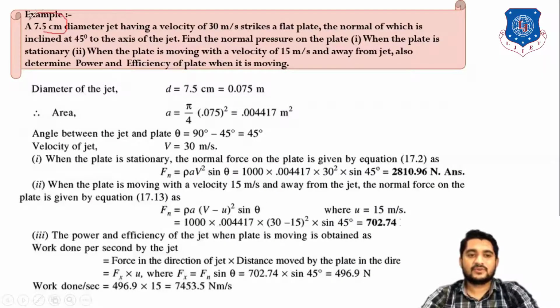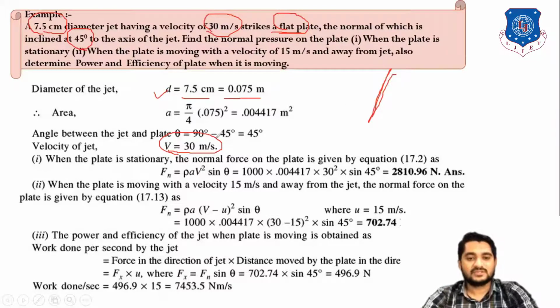A 7.5 centimeter diameter jet, that means D is equal to 7.5 centimeter, so 0.075 meter, having velocity of 30 meter per second. So jet velocity capital V is equal to 30 meter per second, strikes a flat plate. Remember student, this is a flat plate, the normal of which is inclined to 45 degree. Here angle is given, so the flat plate will be in inclined position. So theta will be 45. Find the normal pressure on the plate. That means you have to find Fn when the plate is stationary.